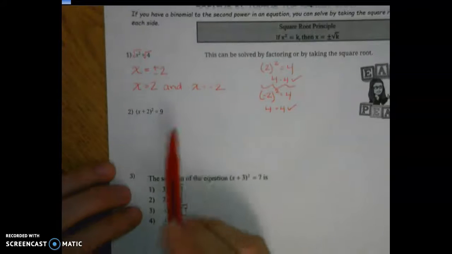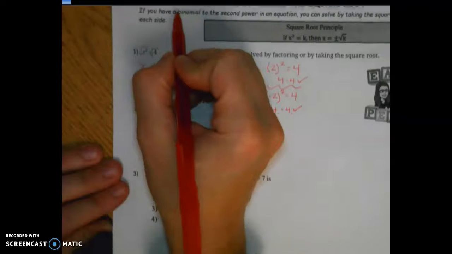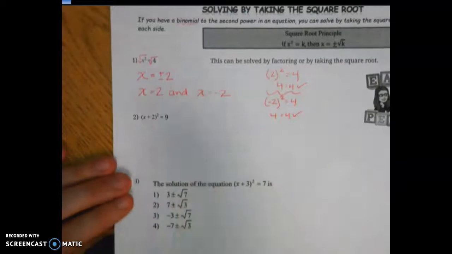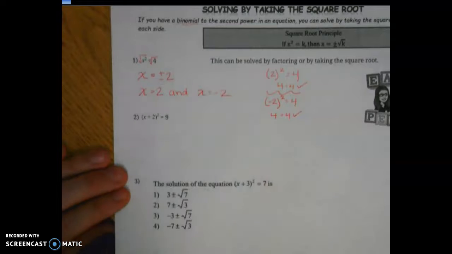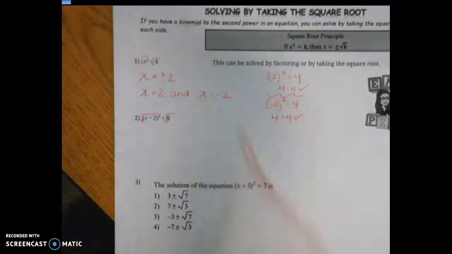Okay, let's take a look at number 2. Instead of having just an x squared on the left-hand side, we have a binomial like I had set up here. We're going to have a binomial squared and then equals a number. Instead of having to multiply this out, we can undo that square with a square root. So we can take the square root of both sides of the equation, because whatever you do to one side, you have to do to the other.